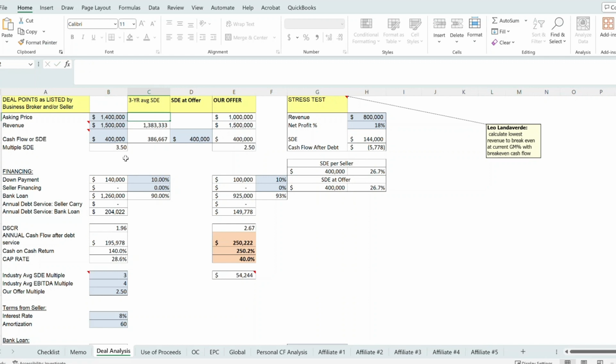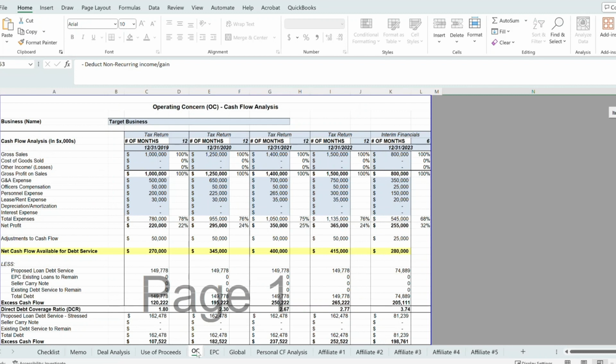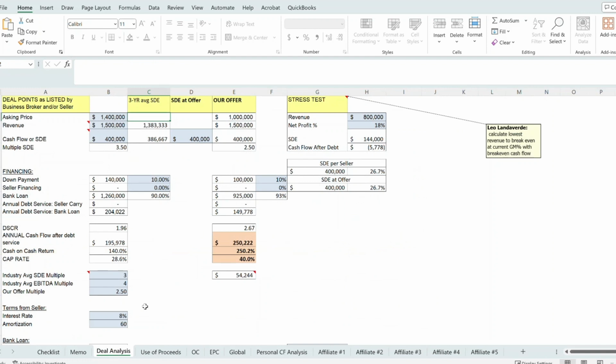So right out of the gate, we're looking at a 3.5 times SDE multiple for this business. It could be a service business. Actually, let me take a look. This business has no COGS, so this is a service business. We'll get to the other tabs in a minute.